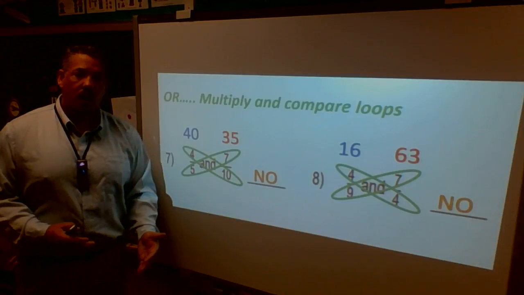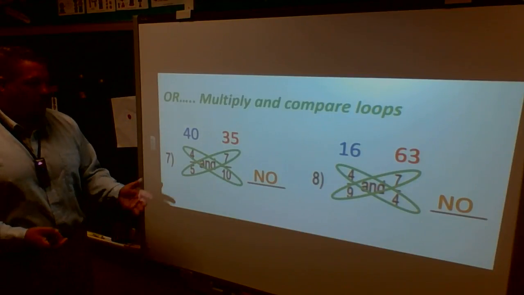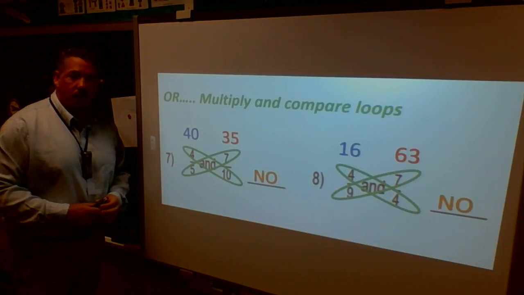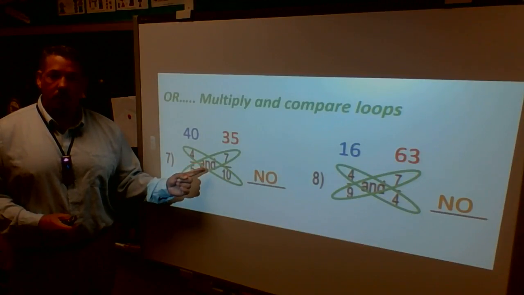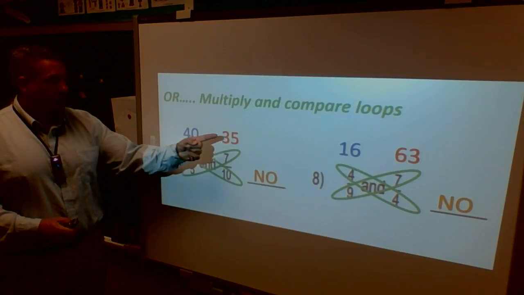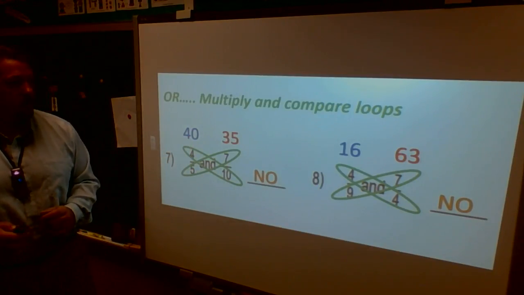Either way works. I don't care as long as you show me your work. Well, how am I showing work? I'm showing that I'm looping these together. And when I loop them together, notice what symbol I end up with. Multiplication. So I know I'm cross multiplying. And then I put my products. It's easy to show your work.